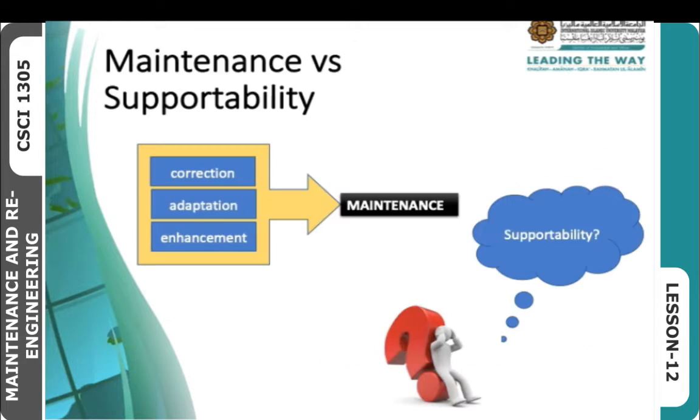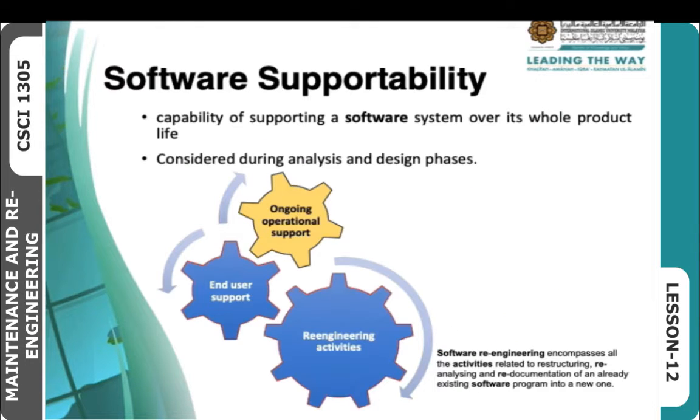So besides maintainable software, there is another word, which is supportability. When we talk about maintenance, it is about correction, adaptation, enhancement. That is maintenance. How about supportability? What is supportability? Supportability is the capability of supporting software over its whole product life, because every software has its own product life. How long? The time that the software should serve the user.